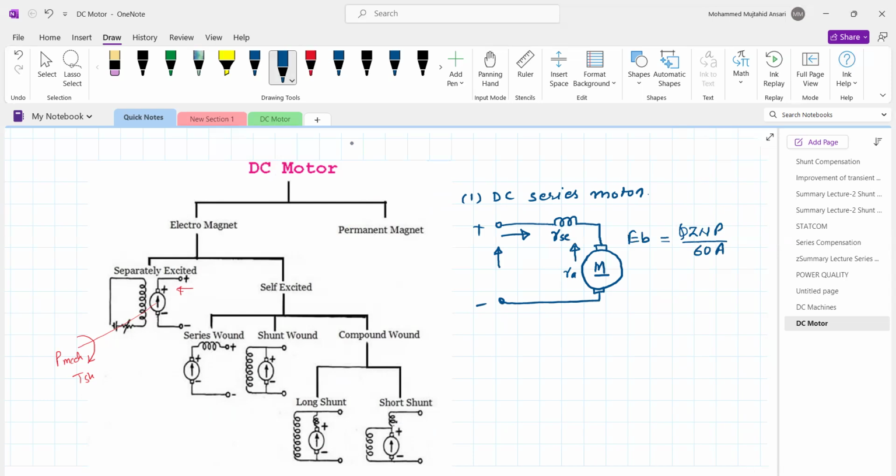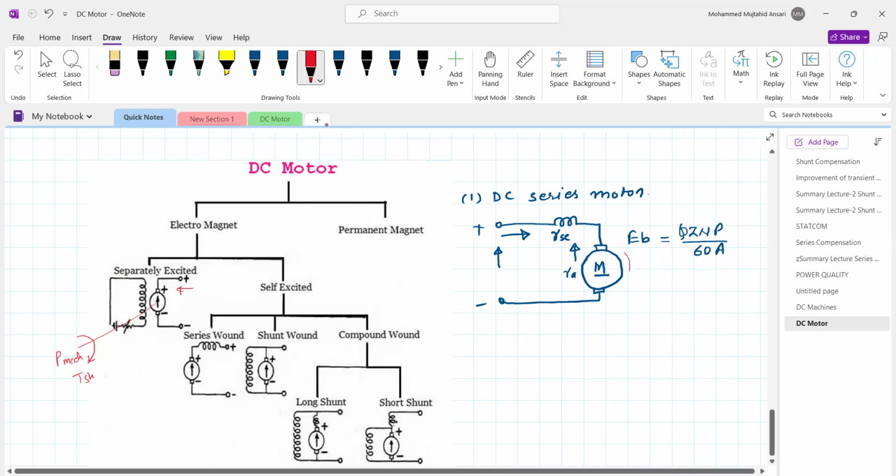Since the construction is the same, the number of conductors, number of poles P, and parallel paths A are the same as those of the DC generator. The magnitude of EMF is the same, but the direction of EMF is opposite. Now let us consider how it will be. Let the rotor be running in this direction.